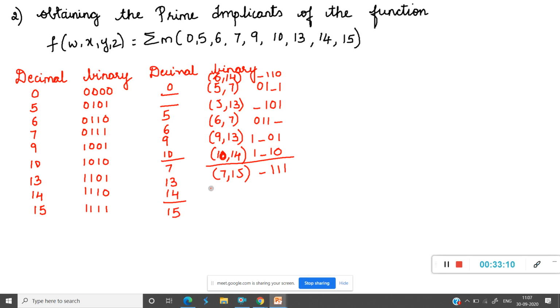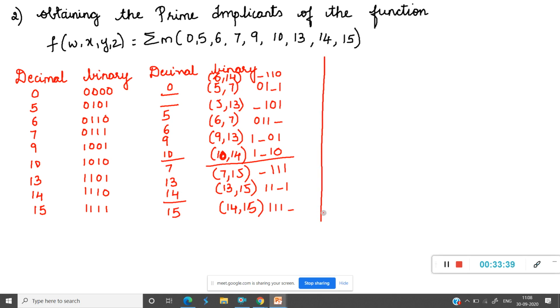Next, 13 and 15. Can I compare 13 and 15? Yes or no? 13 and 15 can be compared. What is the binary combination? 1, 1, dash, 1. Next, can I compare 14 and 15? Yes, 14 and 15 can be compared. So what is that? 1, 1, 1, dash. This is over.